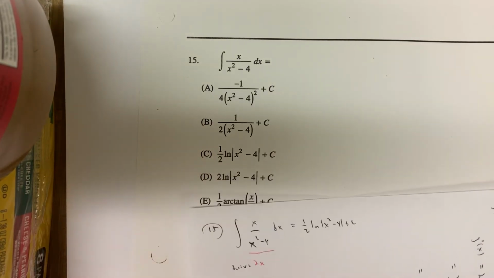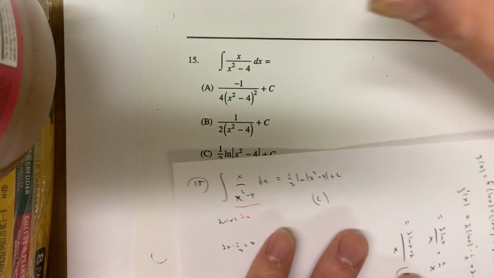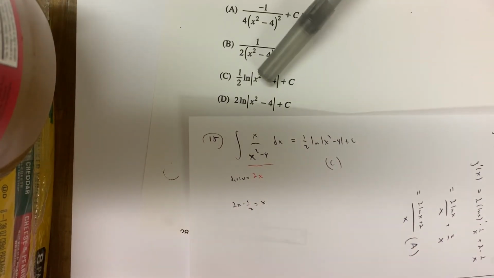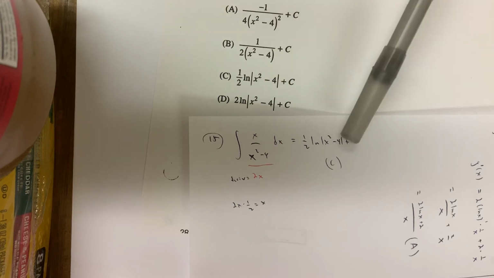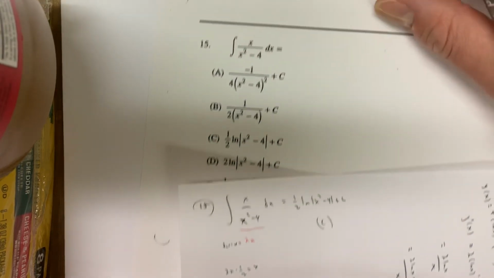And we can see that answer is going to be there in part C here. And they still have absolute value right there. Sometimes they put a parenthesis instead if this quantity is always positive, but it's not always positive, okay? So 15, hopefully a lot easier.